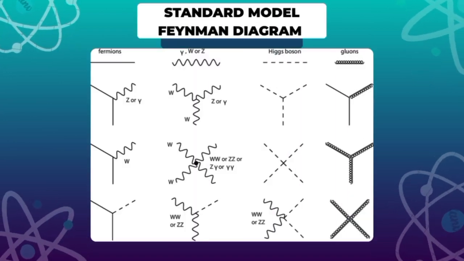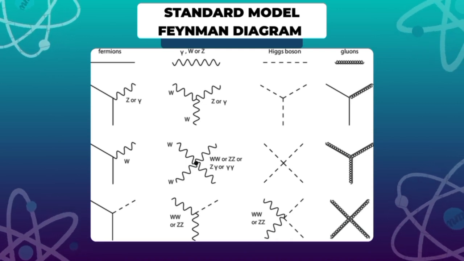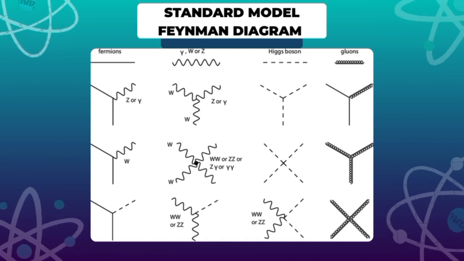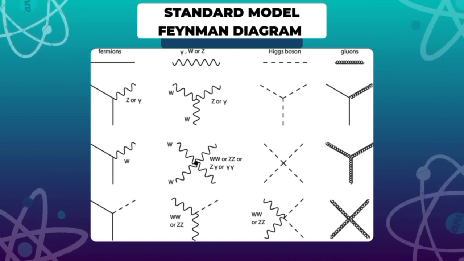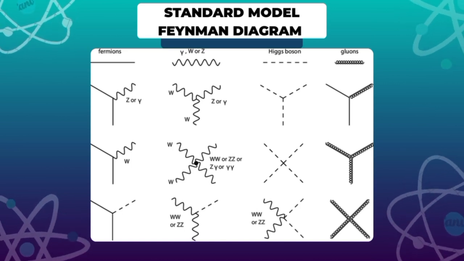Standard Model Feynman diagram. Here an electron moves right and collides with an electron neutrino moving left. They exchange a neutral Z boson, causing the electron to scatter left and the neutrino to scatter right. The Z boson travels briefly between them. This is an example of the weak nuclear force at work.